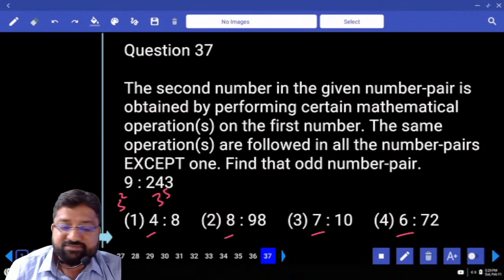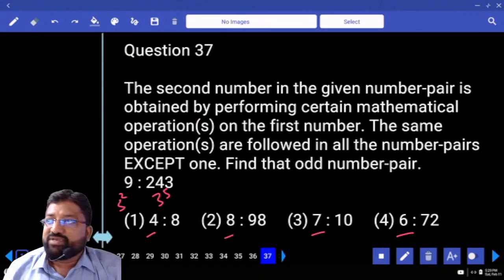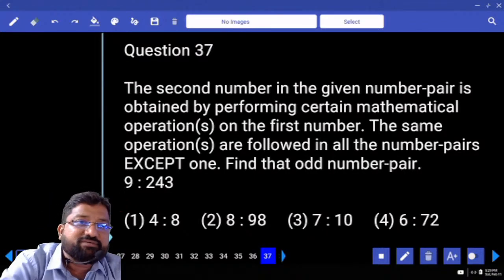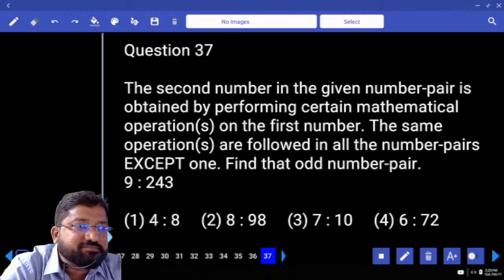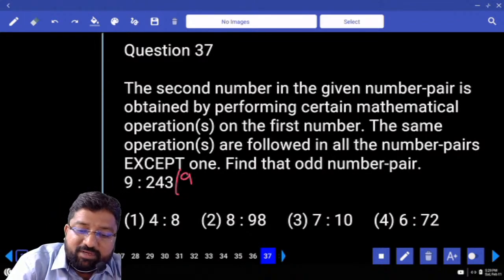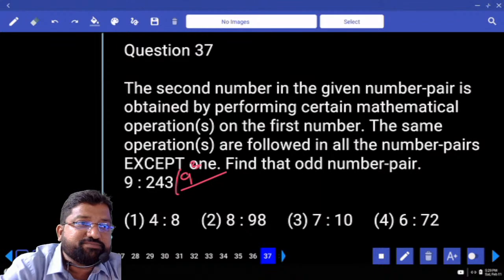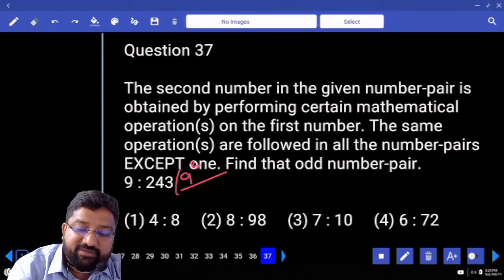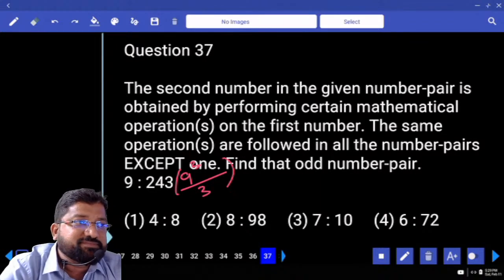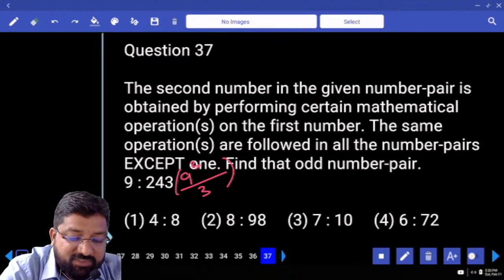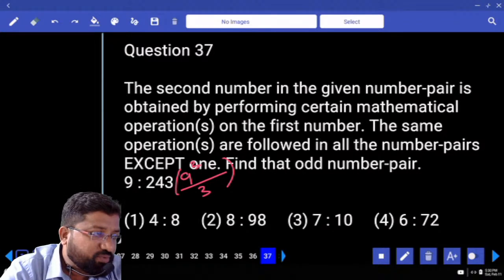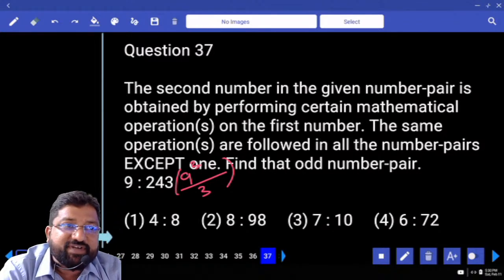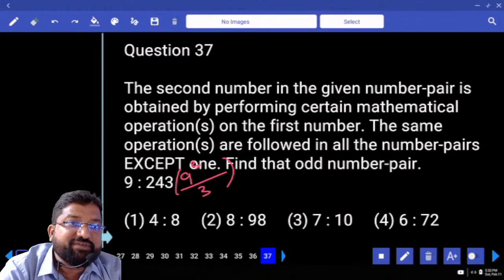Any other squares? No. And what we are guessing is not right. Sir? 9 cube. How much is 9 cube? 729 divided by 3, 243. 4 cube is 64. Is 64 divisible by 3? No. 8 cube is how much? 512. 512 divided by 3.